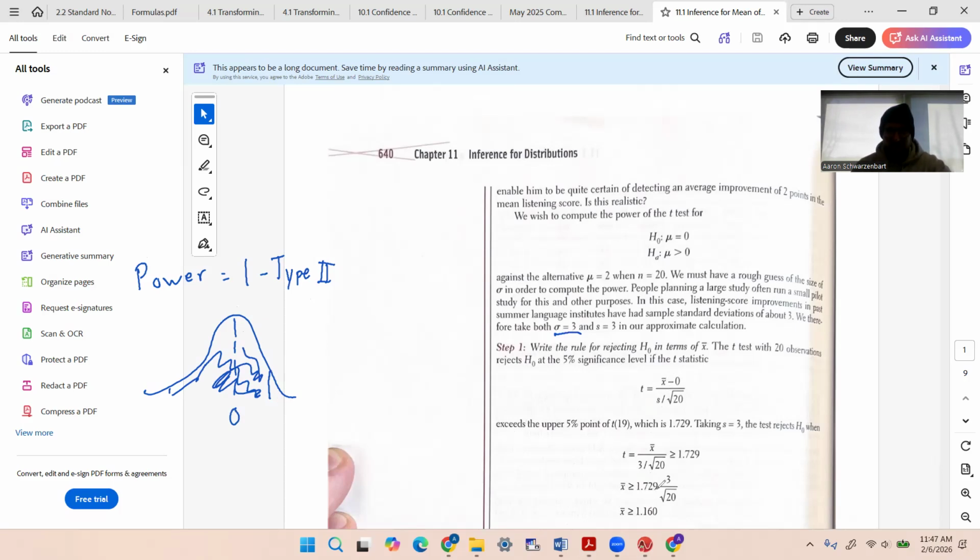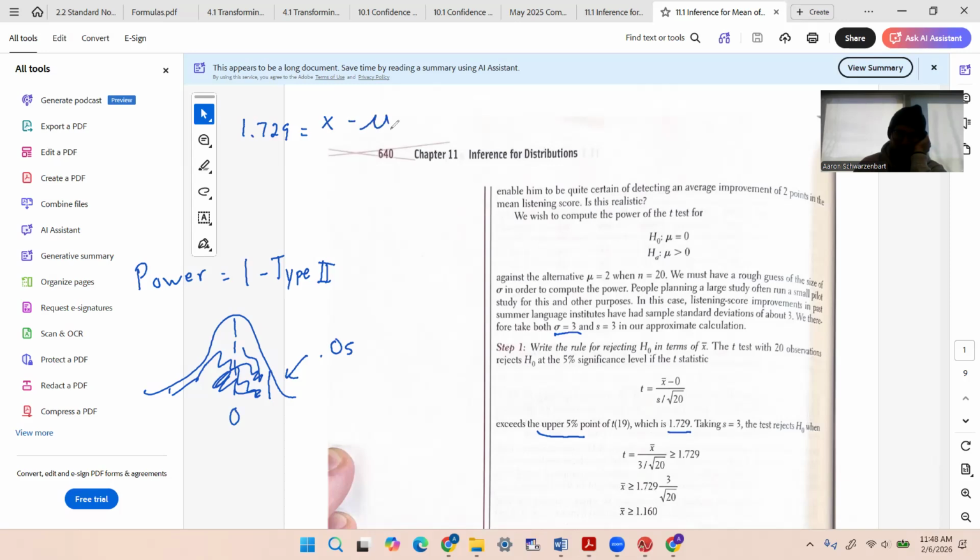So I am looking at T, looking at the upper 5%, so this is going to be 0.05. I can get that from the inverse T. You'd have to use 0.95, with degrees of freedom 19 because there's 20, and get this 1.729. So I take 1.729 to figure out what X is.